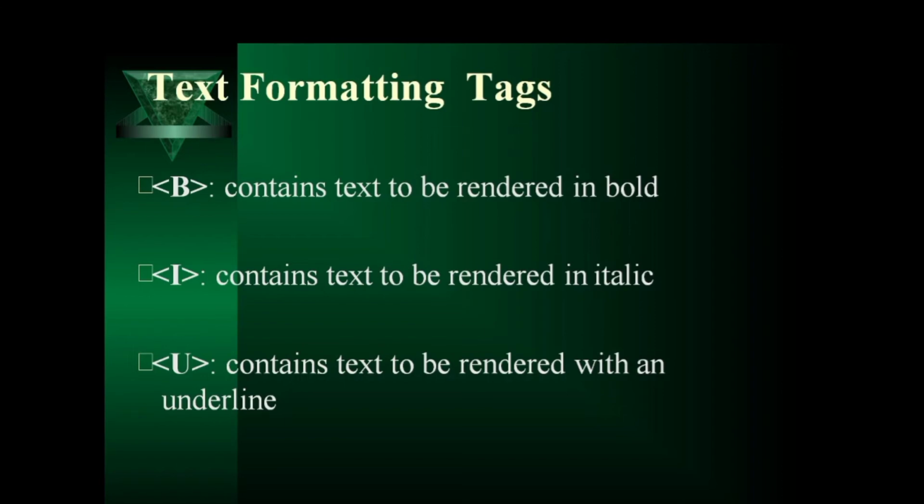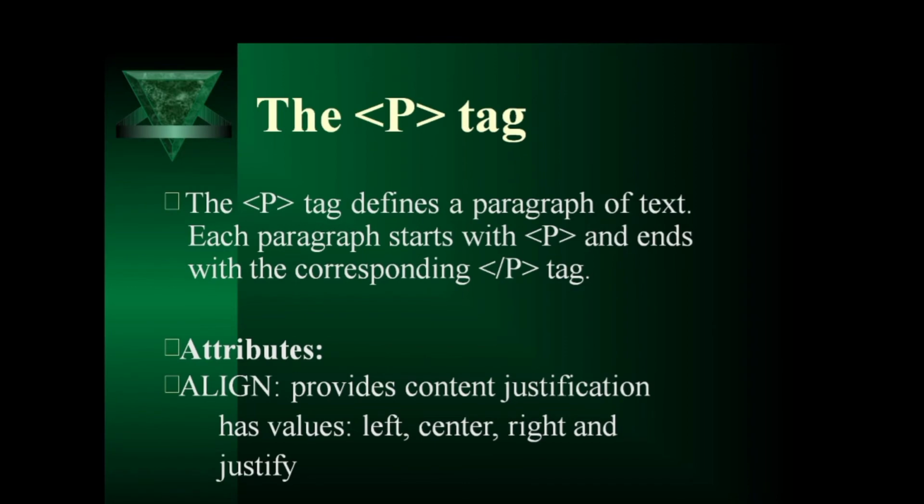Okay. The next is U. It is used to underline the text. Okay. Now the next is P tag. P means paragraph here. It defines a paragraph of text. Okay. If we want to write something in a paragraph, then we will use the P tag. It's a container tag that needs to be closed. Okay. We can align that paragraph by using the align attribute. We have four alignments: left, right, center, and justify.